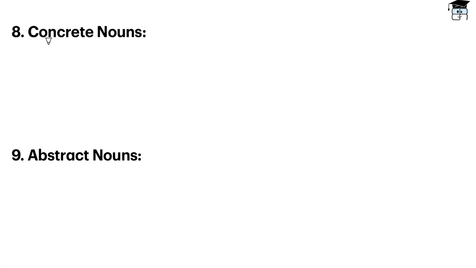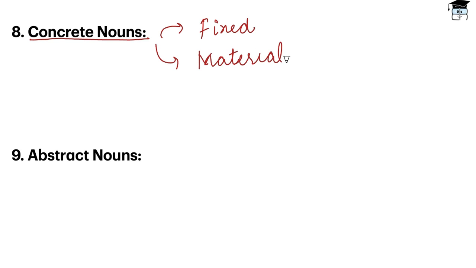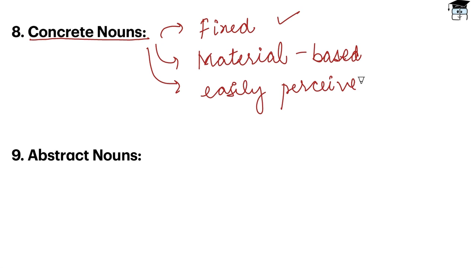Moving on to the next category, which is concrete nouns. Now, look carefully and try to understand the meaning of the word concrete. It means something that has fixed boundaries, right? Something that has clear boundaries, right? Now, nouns that are material based and that have fixed boundaries are known as concrete nouns. Why? Because these kinds of nouns are easily perceived by humans. Right? So that is why these nouns are known as concrete nouns.